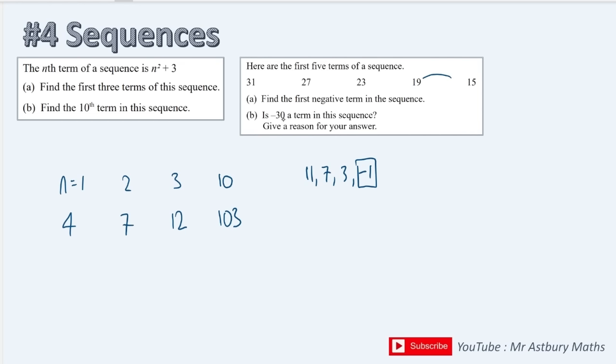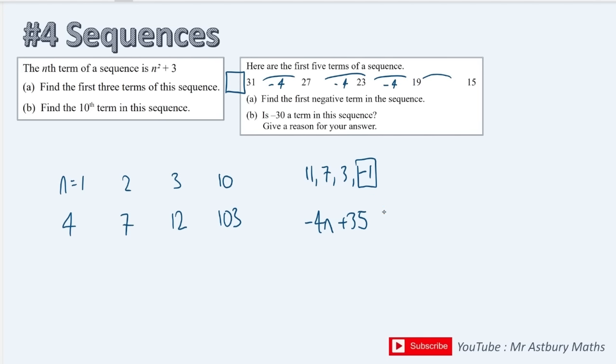Is minus 30 a term in this sequence? Well, the quickest way of doing that is to work out what the nth term is. And again, we can see it's going down by 4 each time. So it's minus 4n, and the number that would go at the start, if there was a number there, would have to add on 4, so it would be 35.